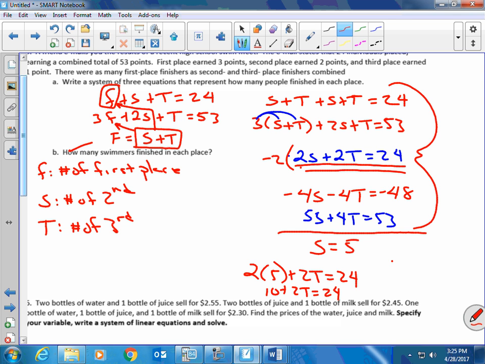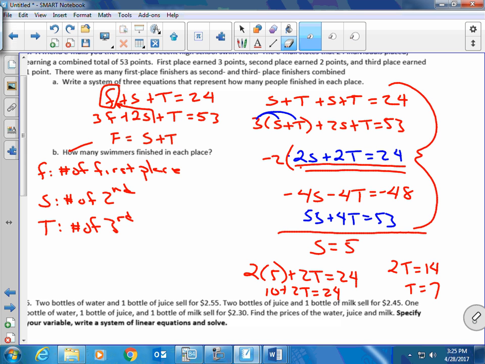Subtract 10, I get 2t equals 14. Divide, and t equals 7. Now that I know what t equals, go back to my 3 equations at the beginning. I like this one here. This one says F equals S plus T. Well, I know S is 5. I know T is 7, so F must equal 12.